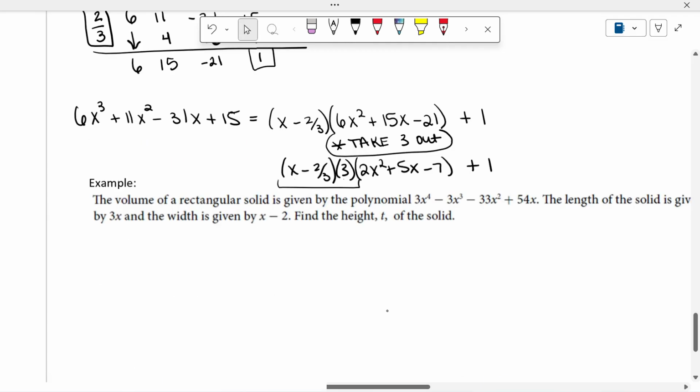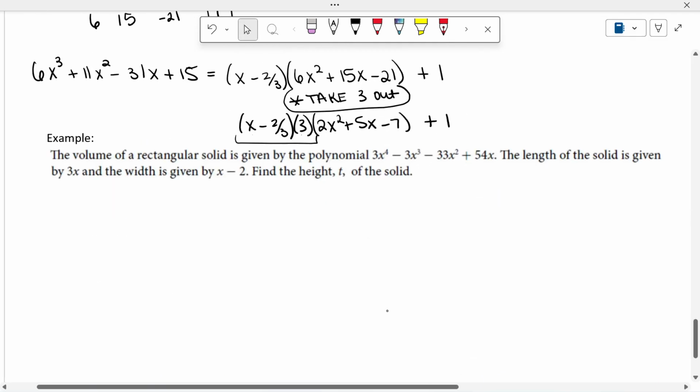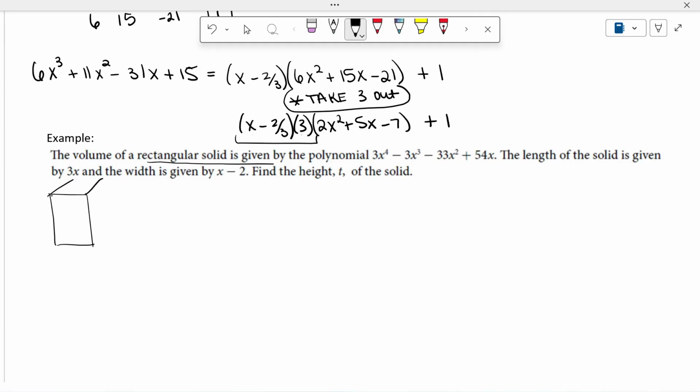Okay, all right. I'm getting near the end of my time, so let's wrap up with one last quick question. The volume of a rectangular solid is given by this polynomial. Well, volume of a rectangular solid. Think about this for a second. Volume is length, width, height. Okay? It's telling us that the volume is 3x to the 4th minus 3x cubed minus 33x squared plus 54x.